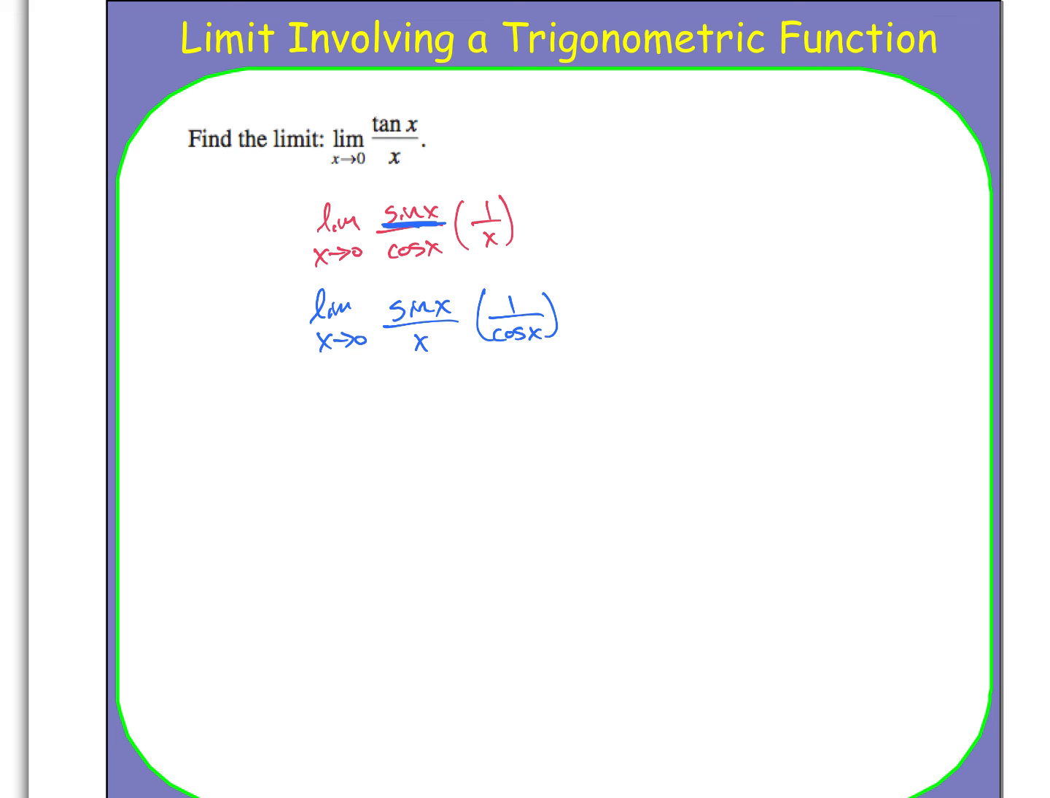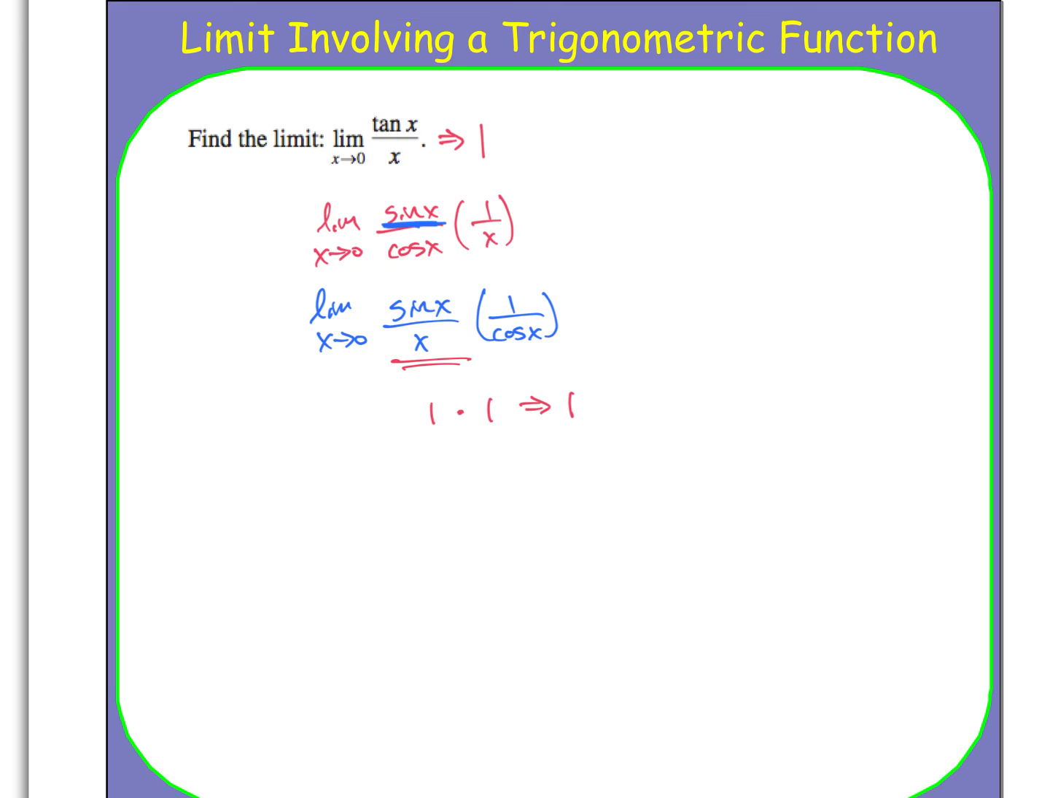So now, what is sine x over x as x approaches 0? What does that part go to? 1. That part goes to 1. So that part goes to 1 times, now if I substitute in 0 of 1 over cosine x, well, what's cosine of 0? 1. So now I have 1 over 1 over 1. So I have 1 times 1, which is 1. So my limit as tangent x over x as x approaches 0 is 1. You see how we use the sine x over x thing.